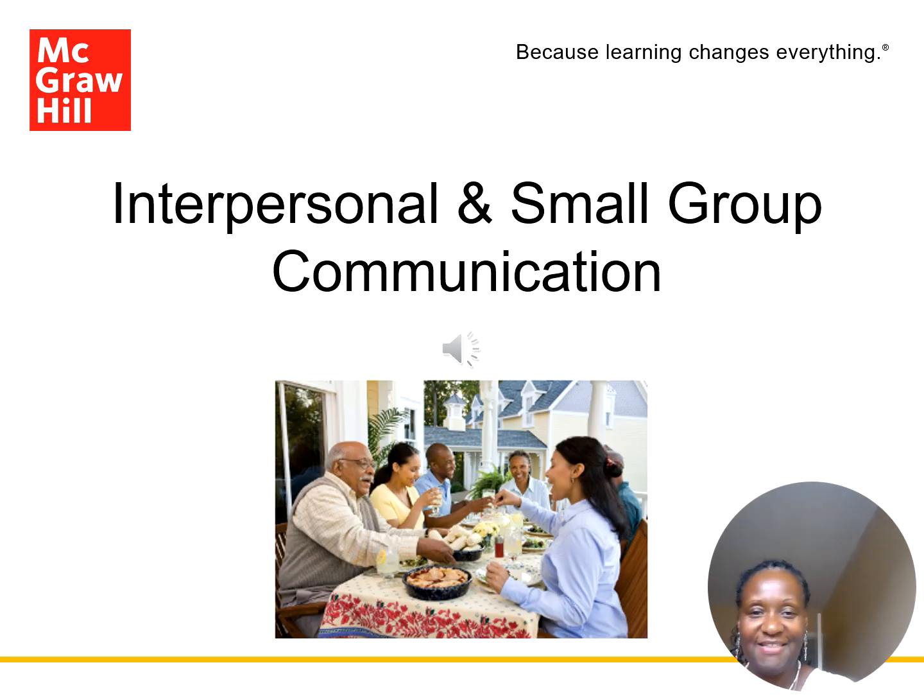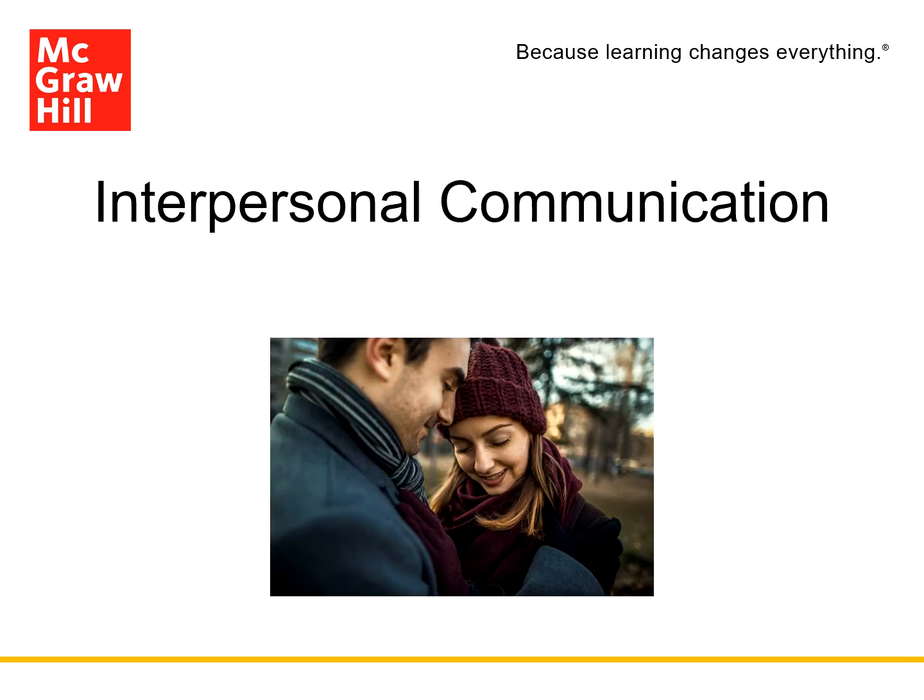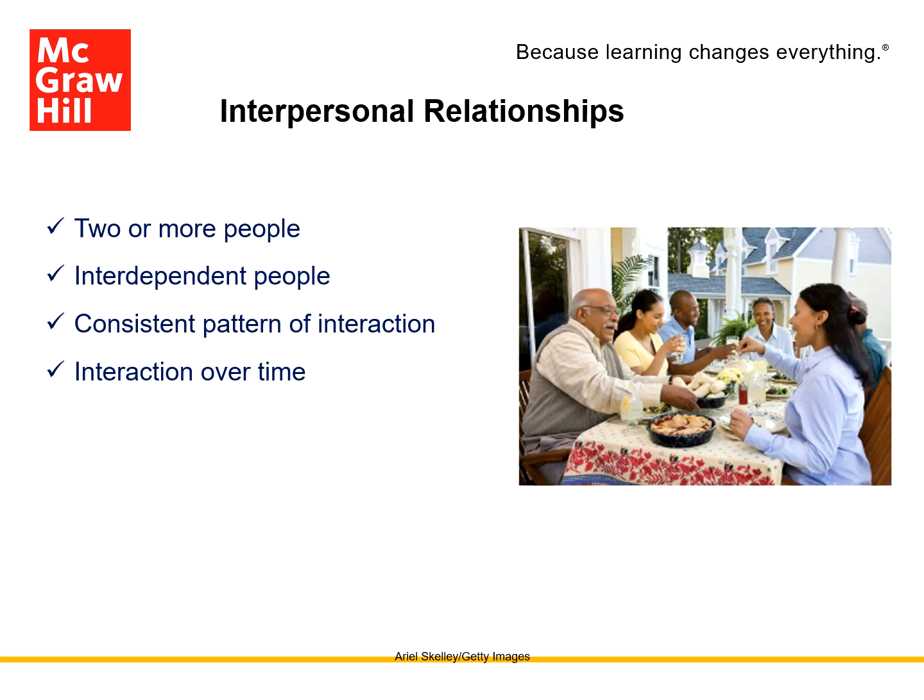So let's get started. So what is interpersonal communication? Well, interpersonal communication is where you have relationships with two or more people. It could be your parents, your spouse, your siblings. It's an interdependent relationship generally, and it's a consistent pattern of interaction, which means it's a constant interaction. And it's an interaction over time, weeks, months, years. That's what it is.